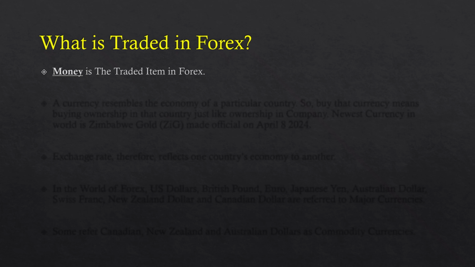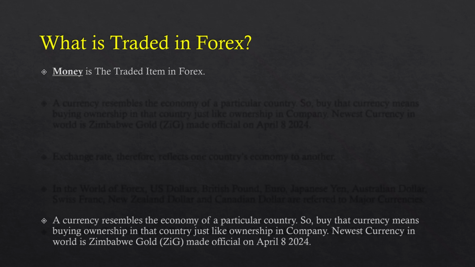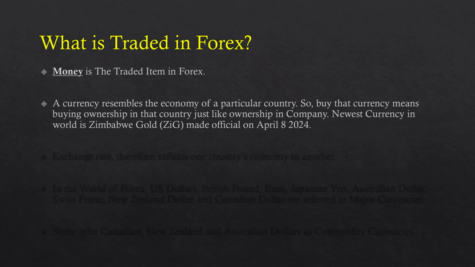All that is traded in Forex is money or currency. A currency shows the economy of the particular country it represents. So by buying a currency, you are basically buying a piece of ownership in that country, just like a person buying shares in a company. If the economy of that country rises, you make a profit. The newest currency so far is the Zimbabwe gold, made official on 8th April 2024.